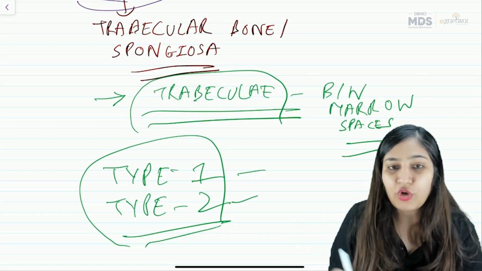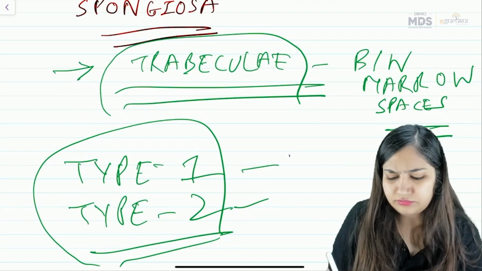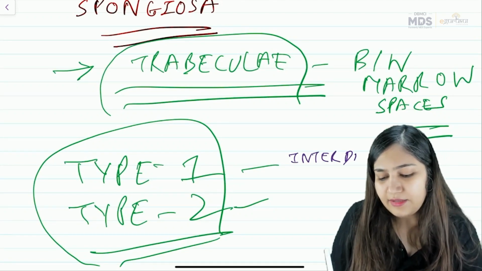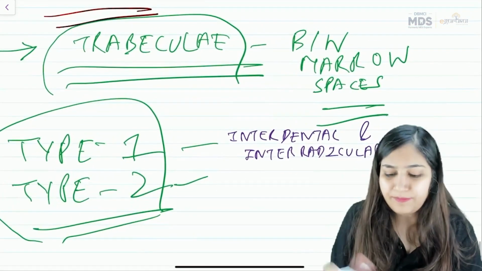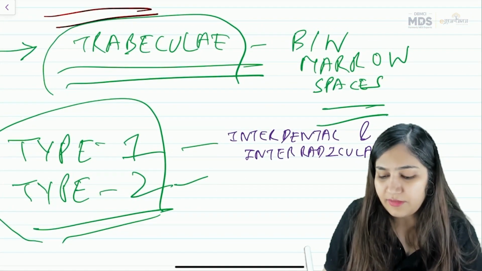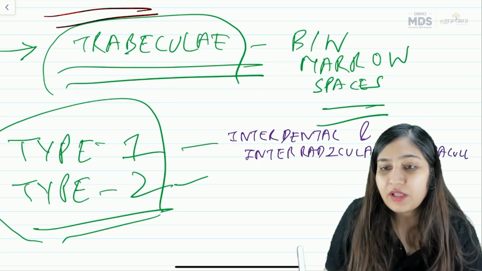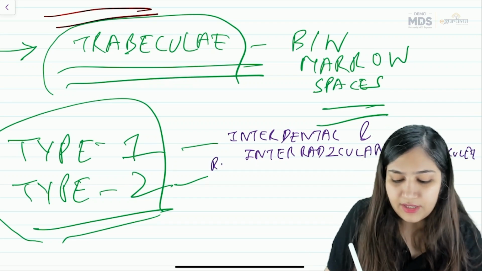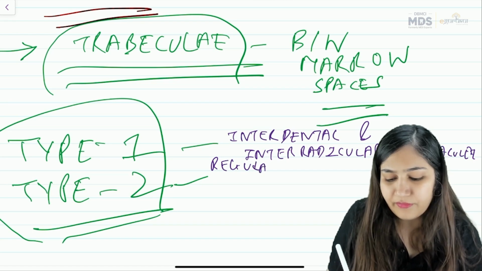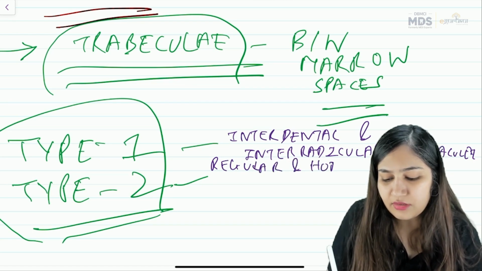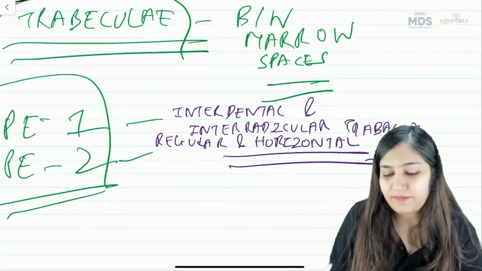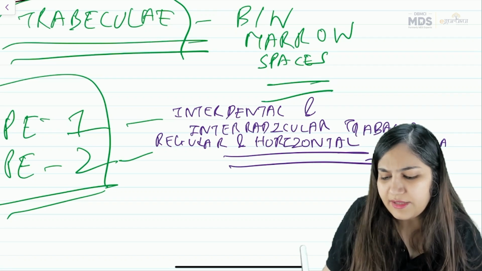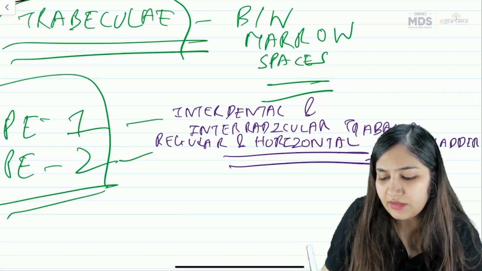So in type 1, what is there? Interdental and interradicular trabeculae are regular and horizontal, in a ladder-like arrangement.